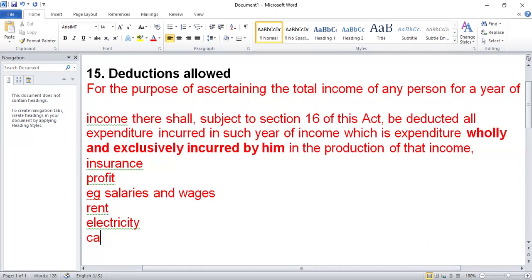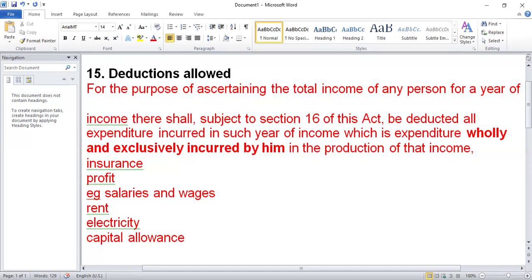Apart from those normal expenses, capital allowances are also allowed. By this one, we have what we call the investment deductions, capital deductions, whereby we have tractors, lorries, those heavy motor vehicles, even the computers. You need to allow a percentage.